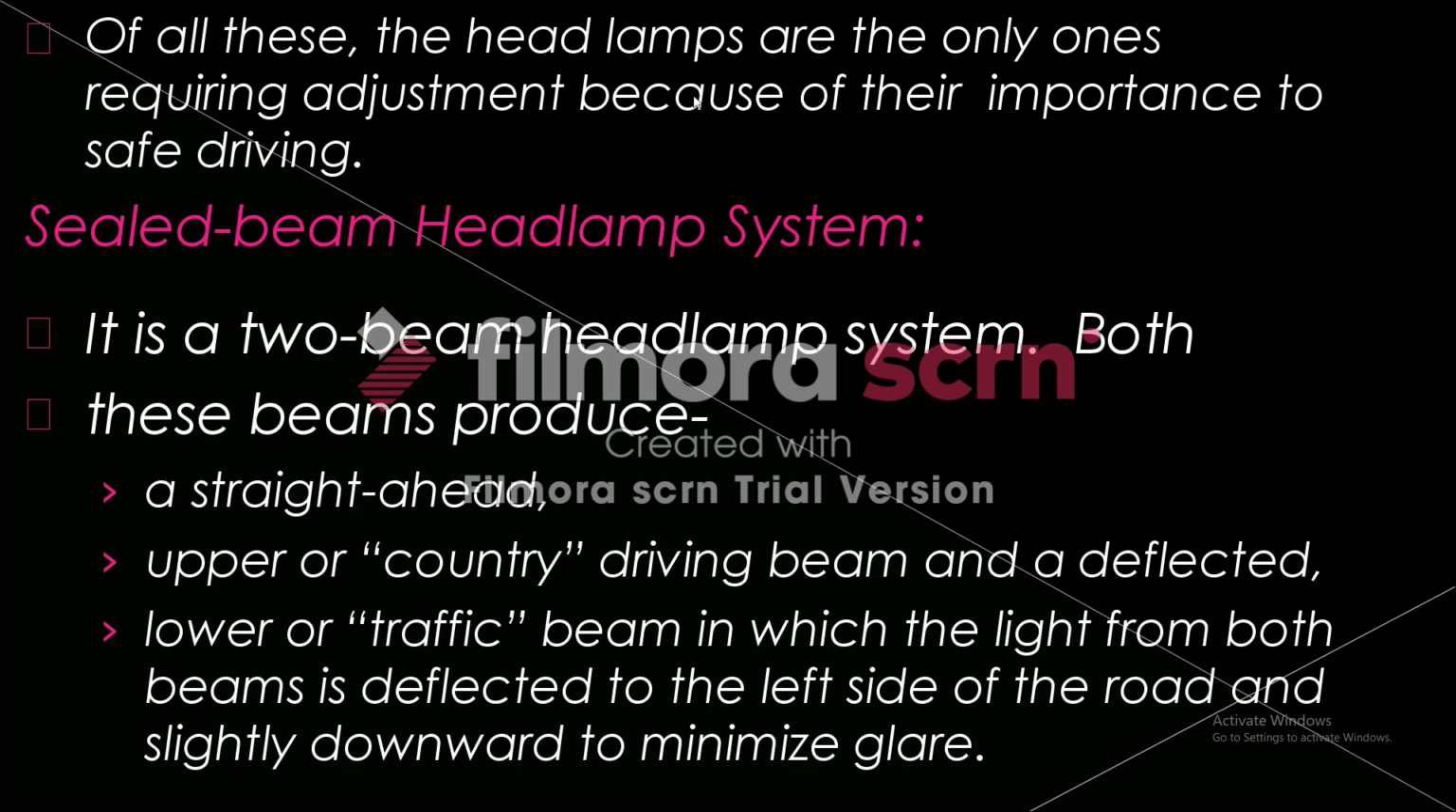Of all these, headlamps are the only ones requiring adjustment because of their importance to safe driving. Sealed beam headlamp system. It is a two-beam headlamp system. Both these beams produce a straight ahead, upper or country driving beam and a deflected lower or traffic beam in which the light from both beams is deflected to the left side of the road and slightly downward to minimize glare.